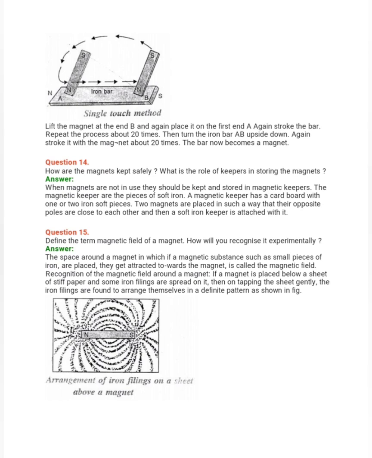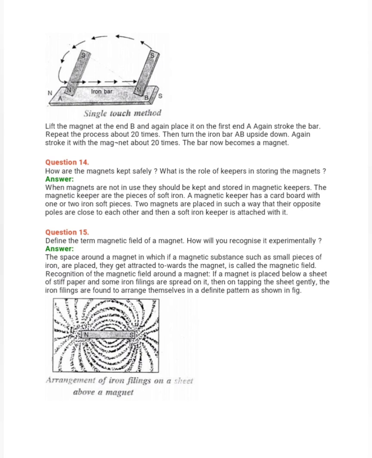Then turn the iron bar AB upside down. Again stroke it with the magnet about 20 times. The bar now becomes a magnet. And here is the diagram which you have to make along, and this method is known as the single touch method.